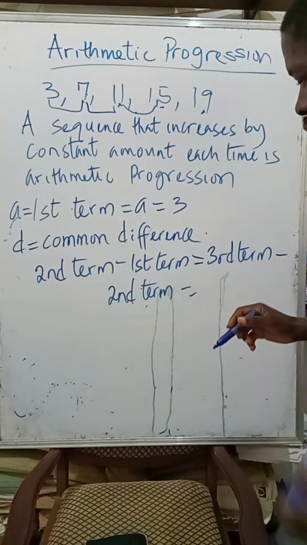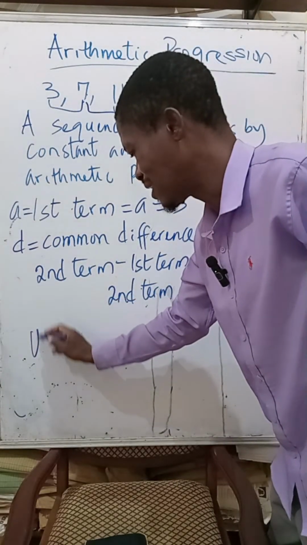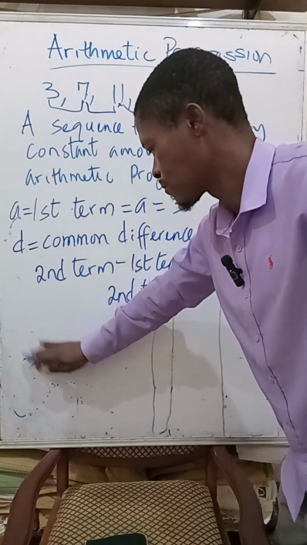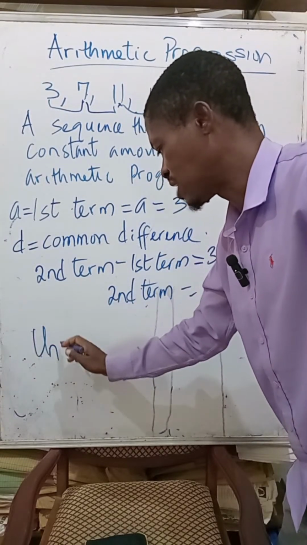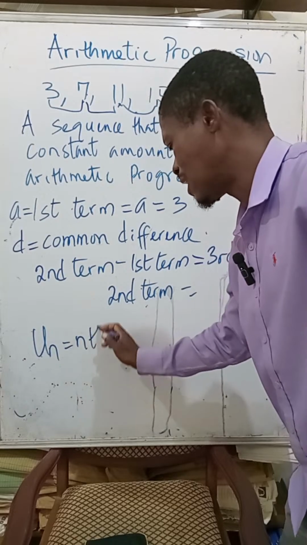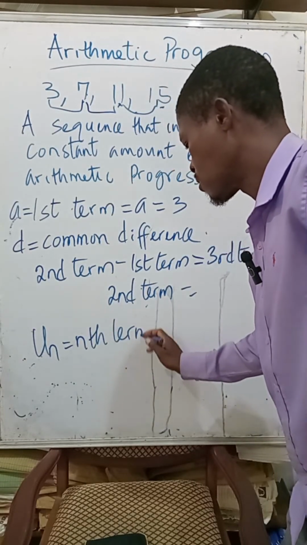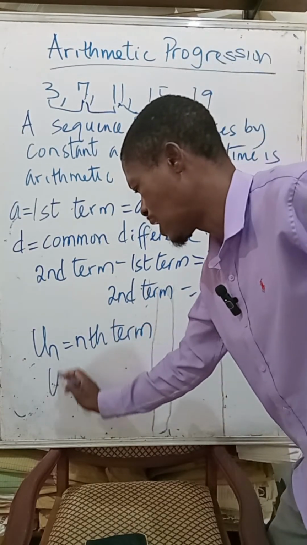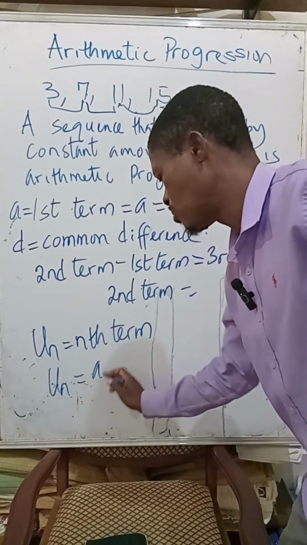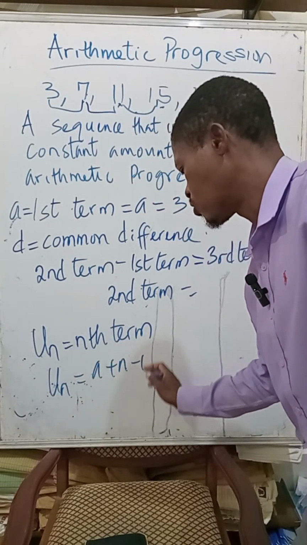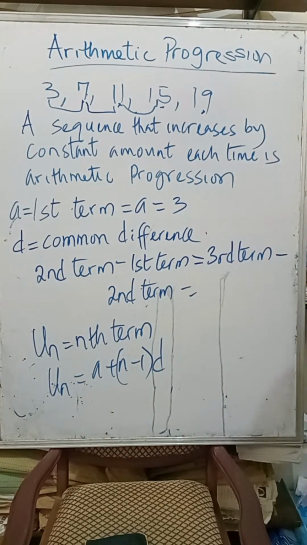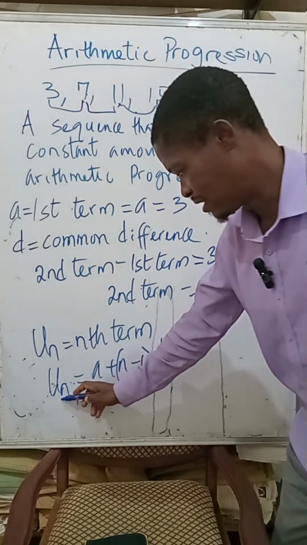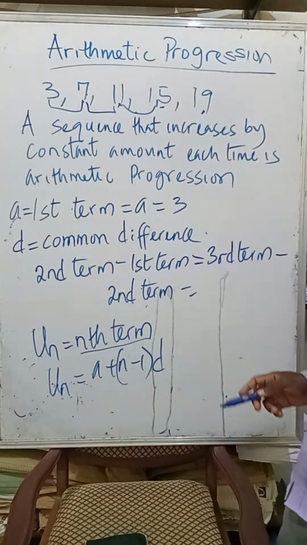Then the next thing to look into is what we call the nth term. The nth term, we call this U subscript n, the nth term. And it has this formula. The nth term is equal to A plus n minus 1 in brackets and then times d. So U subscript n is called the nth term.